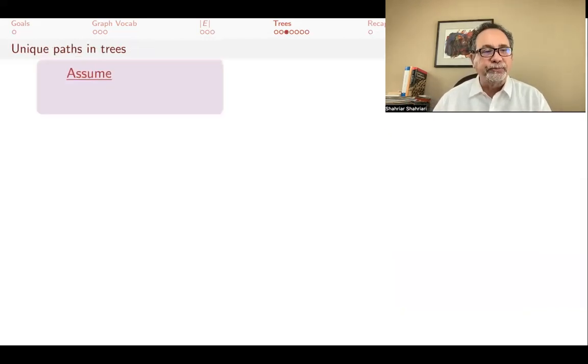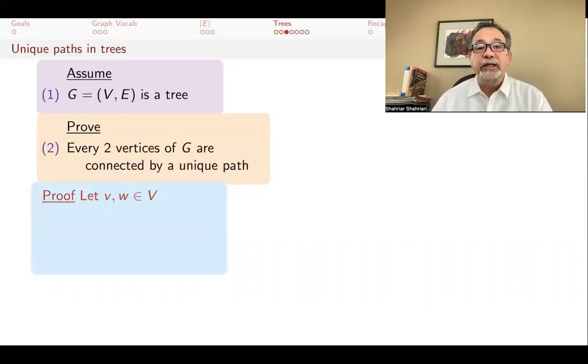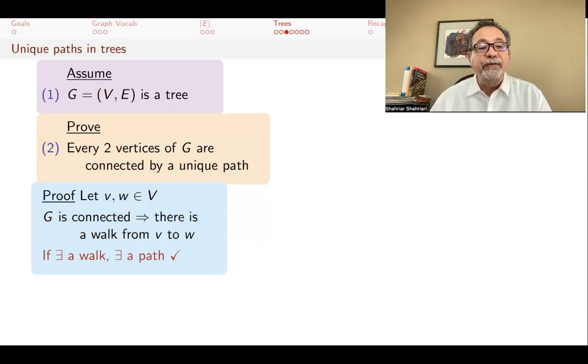So let's get started. First, we're going to prove that 1 implies 2. So we assume that we have a tree. So that means a connected graph with no cycles. And we want to prove that every 2 vertices are connected by a unique path. Well, pick 2 vertices. Are they connected by a unique path? Well, they're connected. The graph is connected because it's a tree. So there is a walk from V to W. And if there's a walk, there is a path. And so there is a path. But why is it unique?